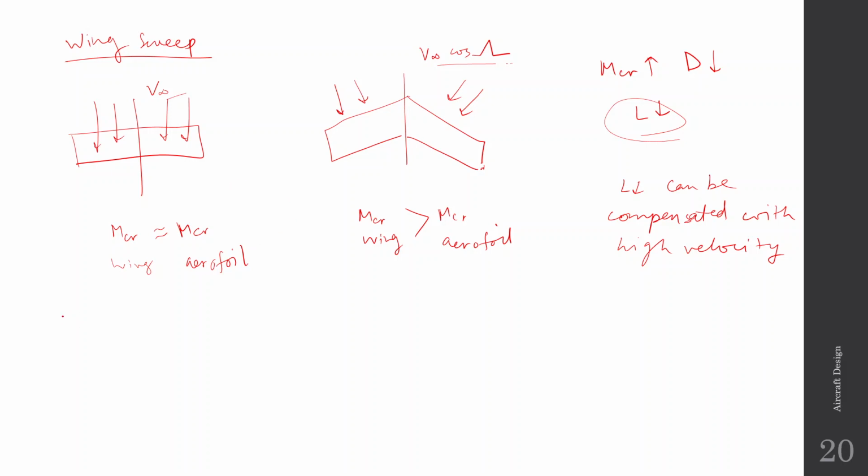Okay, and if you are using a sweeping configuration, then the MCR of the wing is approximately equal to MCR of the aerofoil by cos of the sweep angle. So this one is more. The wing's MCR is more than the aerofoil's MCR.